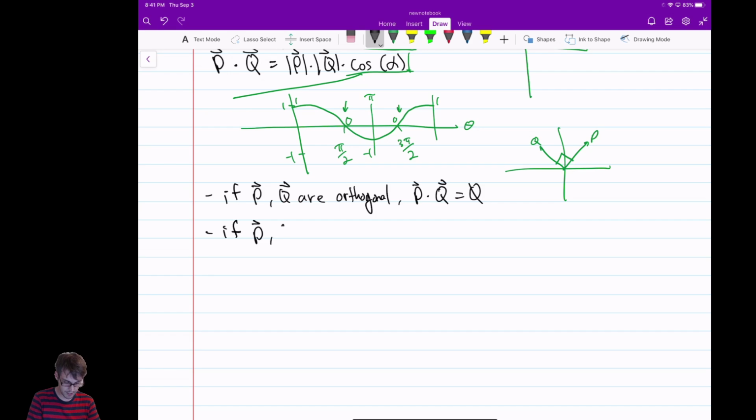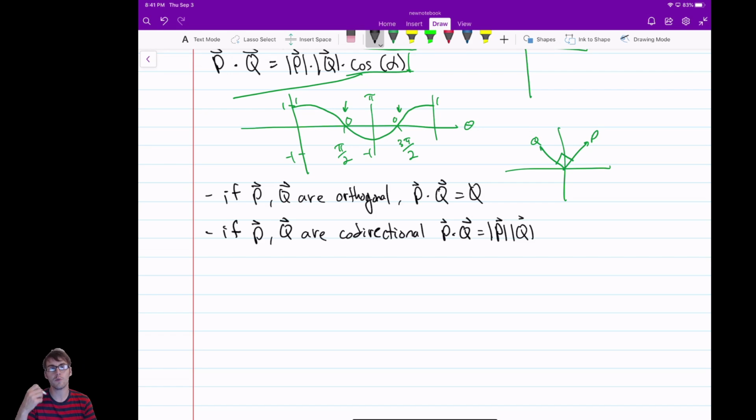If p and q are codirectional, it's kind of like collinear, except they're not points, they're not lines, they're vectors, so they're codirectional. So if they point in the same direction, then p dot q just equals the length of p times the length of q. And again, looking at the cosine here, we can see why. If they point in the same direction, the angle between them is 0. If the angle is 0, the cosine collapses to 1, and it goes away. So it's the length of p times the length of q.